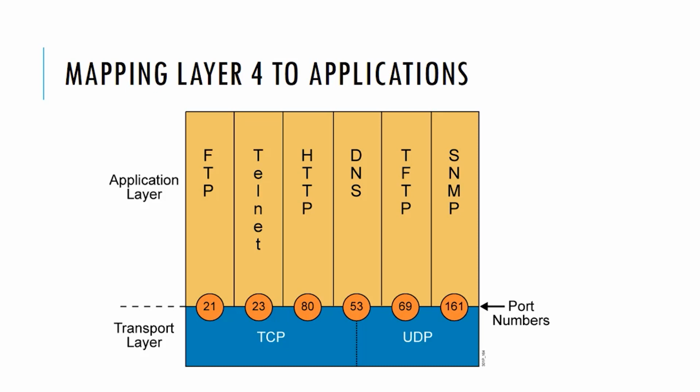TFTP, the Trivial File Transfer Protocol, uses port number 69. It is just file transfer without any username or password. It is a faster file transfer than the normal FTP. SNMP, the Simple Network Management Protocol, is used for managing the network and for communication between the routers. It is used to manage the network and make it faster and more robust. It uses the UDP protocol for the sake of speed, and it works on port number 161.